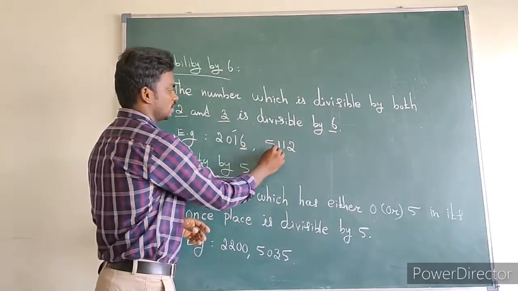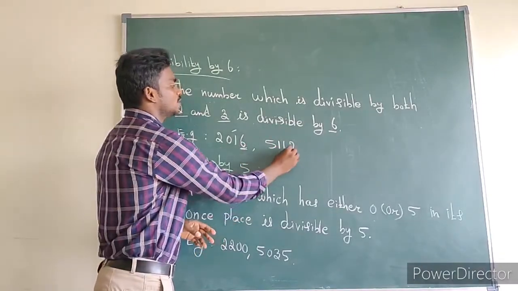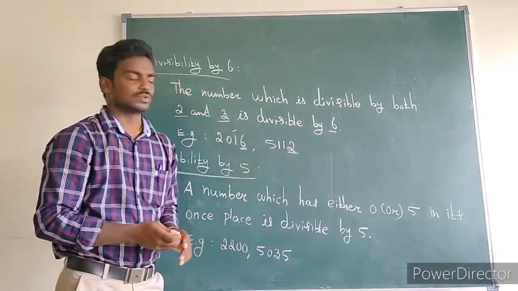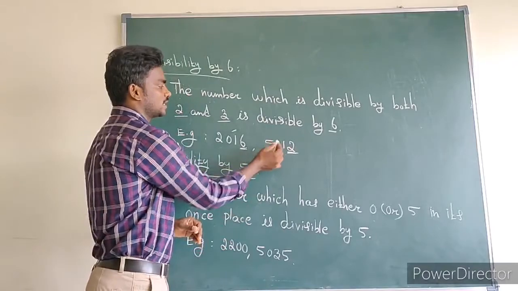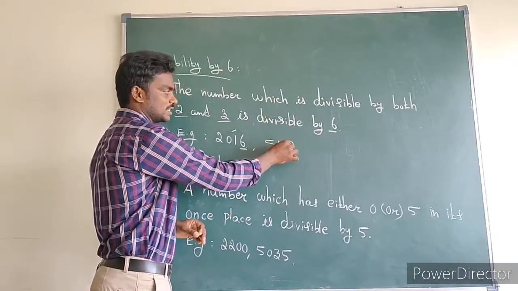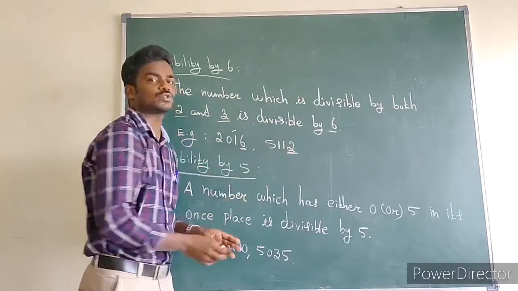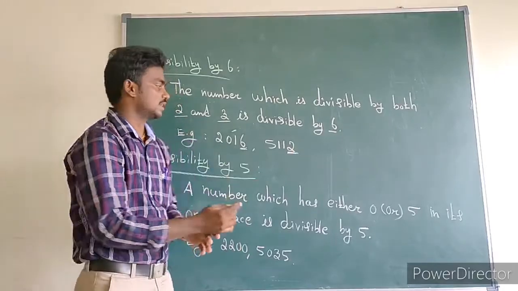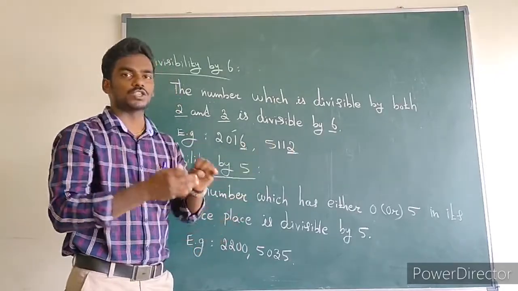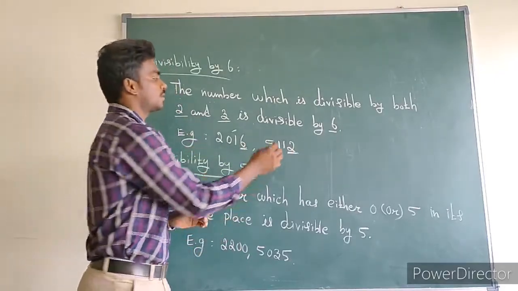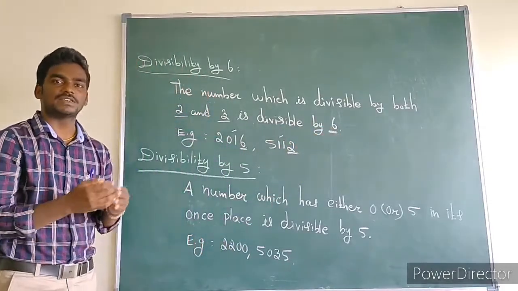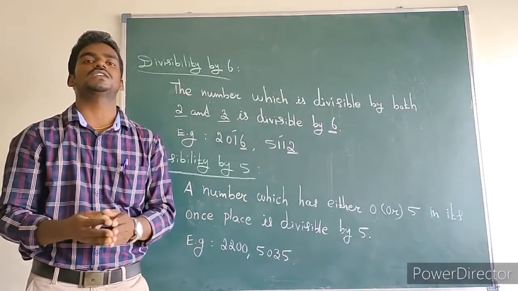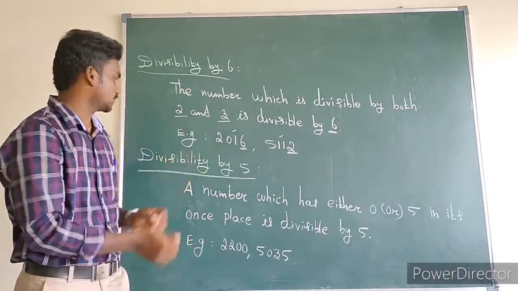So see the next number, 5112. The last digit ends with 2, which means it is divisible by 2. So what is the condition for 3? 5 plus 1 is 6. 6 plus 1, what is that? 7. 7 plus 2 is 9. So 9 is a multiple of 3. So this number is divisible by both 2 and 3, which means it is divisible by what? 6. So what is the condition for 6? A number which is divisible by both 2 and 3 is also divisible by 6.